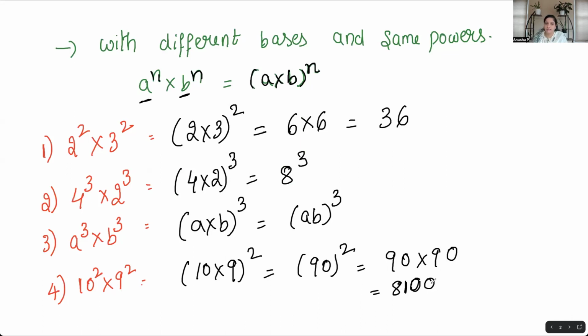So with different bases and the same powers, you will multiply the bases and you can keep the same power, like a times b whole to the power of n.